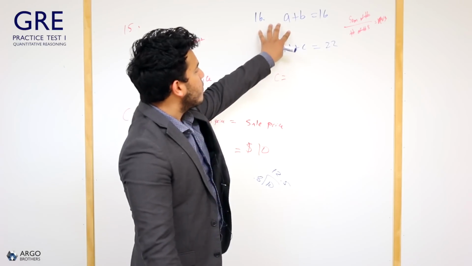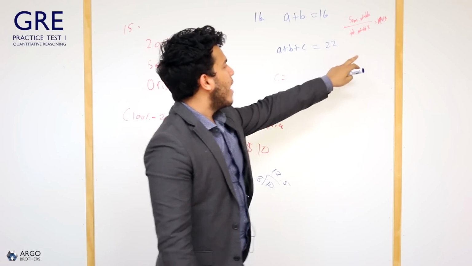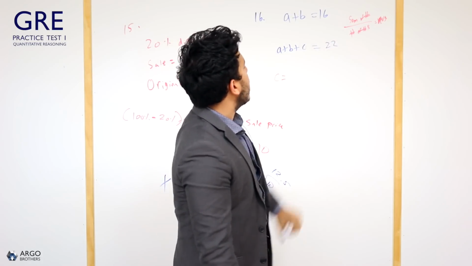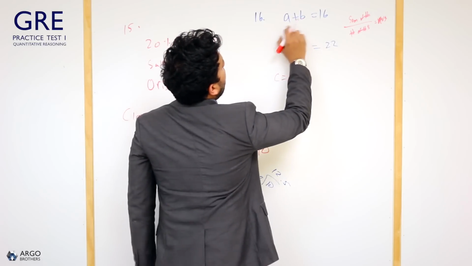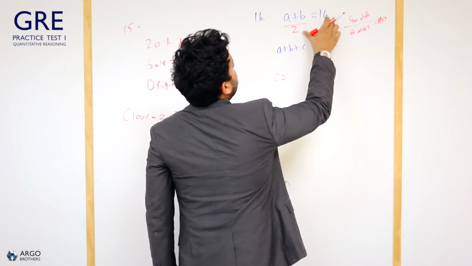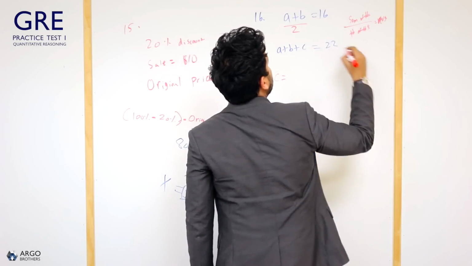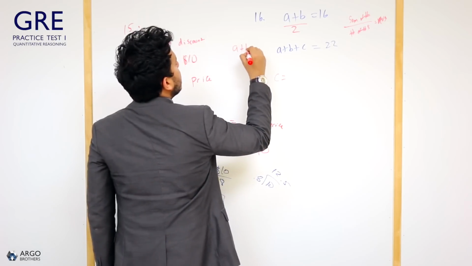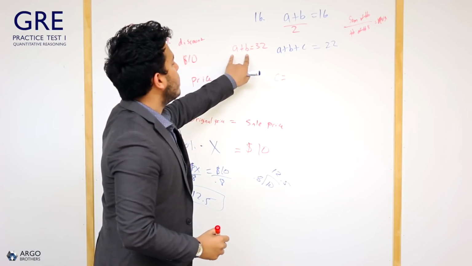I can go ahead and find out, what can I find out? Can you go ahead and use this equation? I have the average, I have the sum, and I have the number of numbers. So I have A and B, and I know that I have 2, and I can find out the sum very easily. So 16 times 2 is 32. So A plus B is 32. So this is my sum. The sum of A and B is 32.